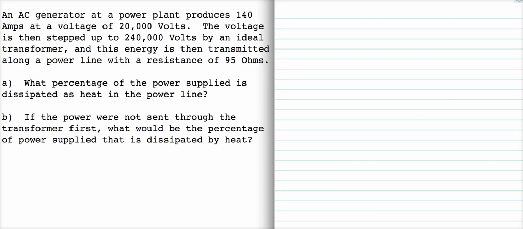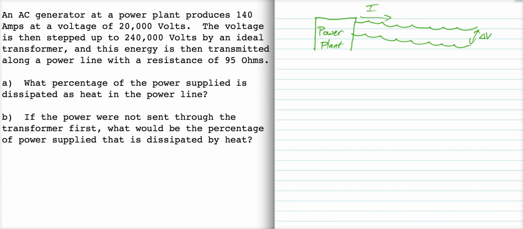Okay, this is an example of where we have to use two different formulas for power, right? So we've got some power plant here. And the power plant basically sends out two lines. There's a voltage potential between these two lines, a delta V across the line. And it also sends current down the line, right?